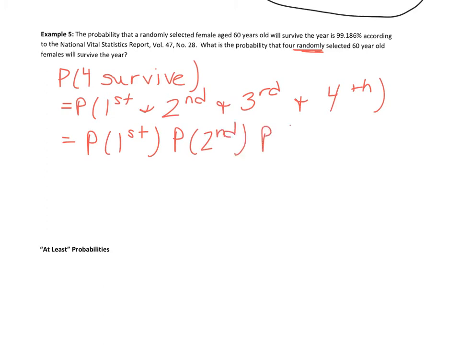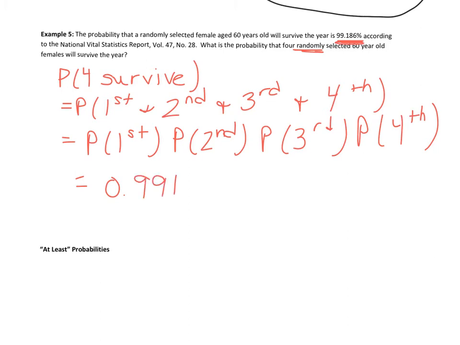And all these probabilities are the same. So rather than writing out the same probability 4 times and multiplying it, we can write it out once. Where is it? Right there. And raise it to the 4th power. That's also a little bit easier to write into your calculator. There you go.